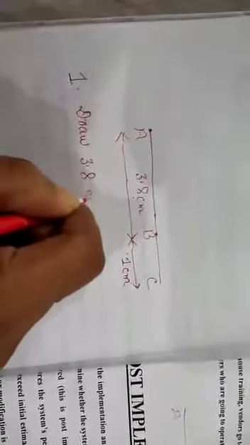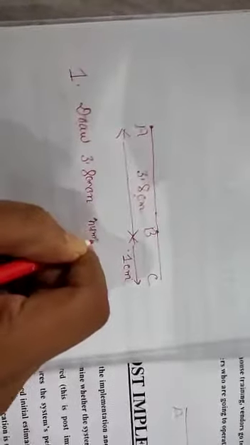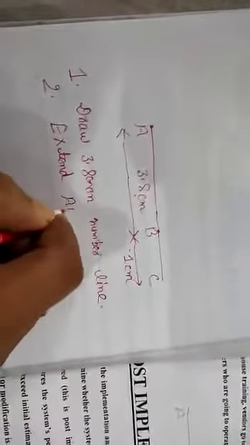So how will you write down the construction steps? Firstly, draw 3.8 centimeter on the number line. Second step, extend AB by 1 centimeter. So always we have to extend by 1 centimeter in this type of question.